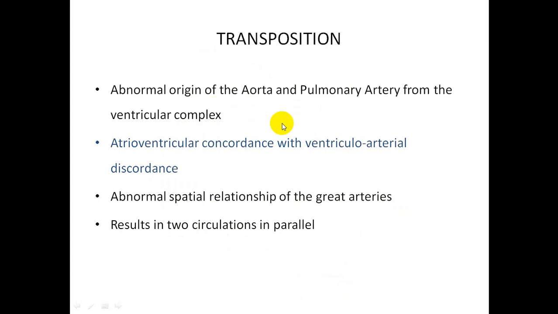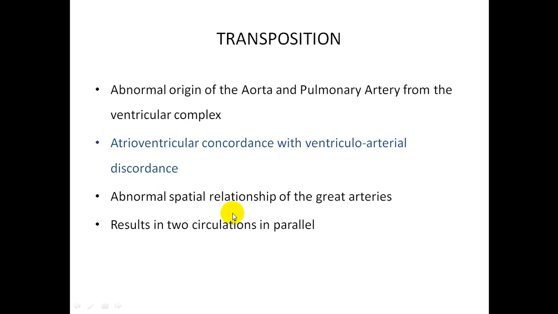It is an abnormal origin of the aorta and pulmonary artery from the ventricular complex: atrioventricular concordance with ventriculoarterial discordance. What does that mean? The ventricles connect normally to the atria, but not to the correct artery. The left atrium and left ventricle go to the pulmonary artery, and this causes a problem, while the right atrium and right ventricle go to the aortic artery.